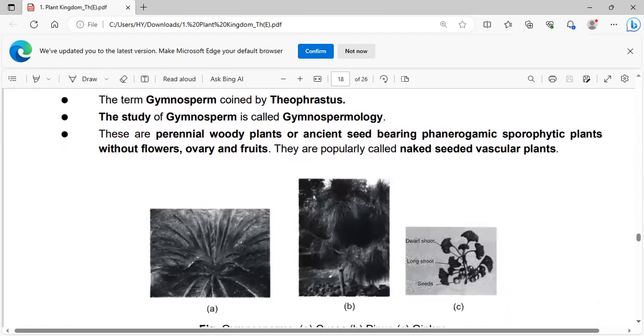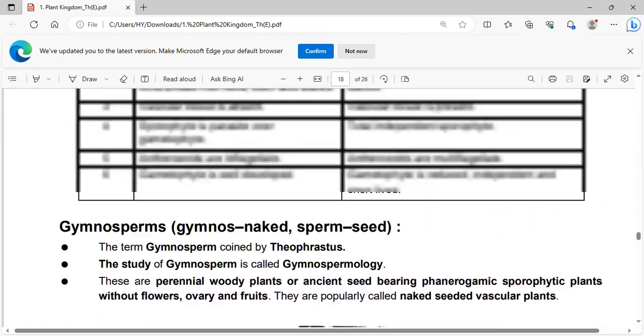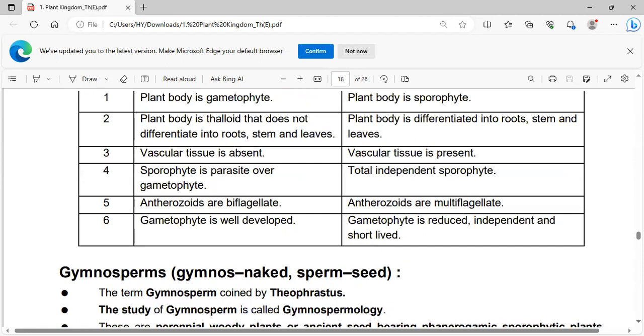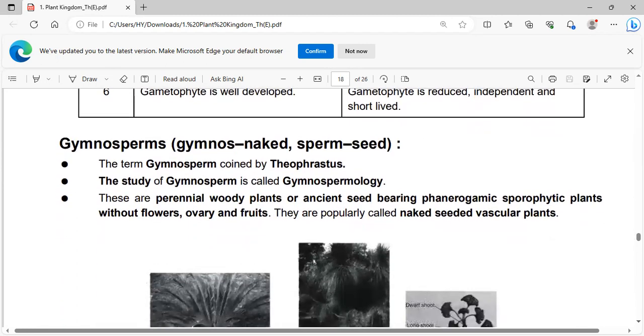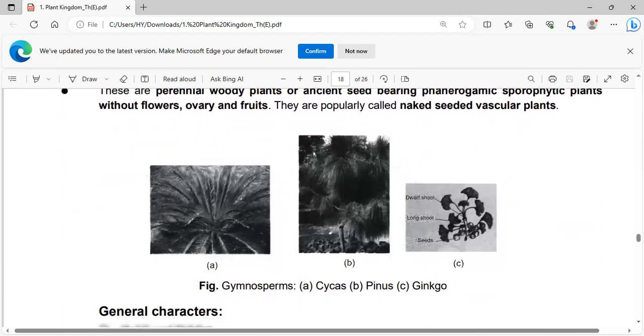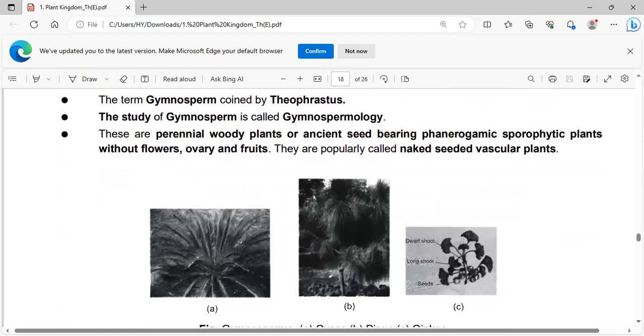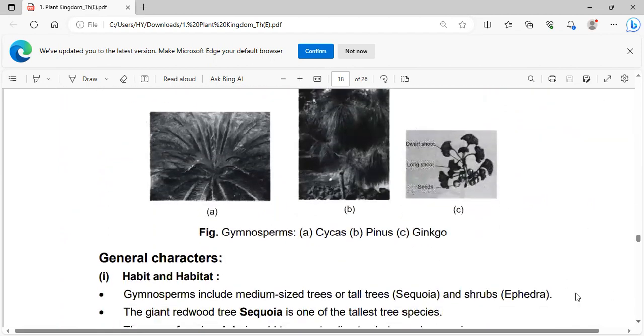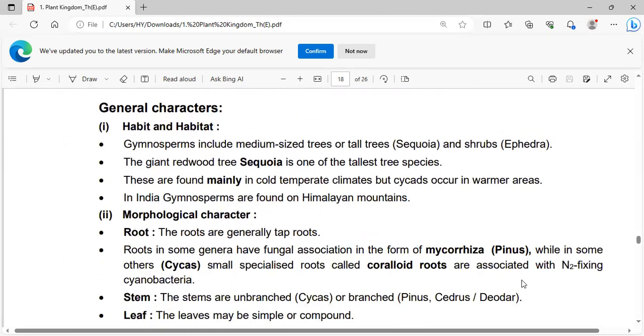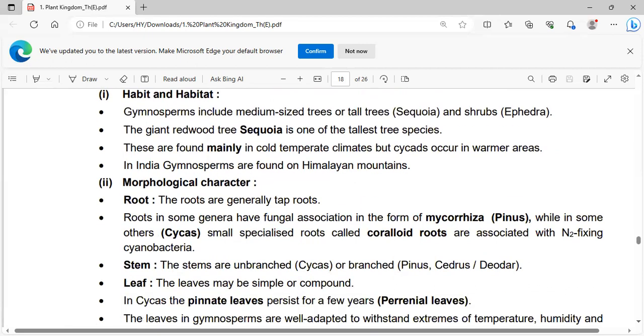Gymnosperms: gymno means naked and sperm means seeds. These are perennial woody plants, ancient seed-bearing phanerogamic sporophytic plants without flowers, ovaries, and fruits. They are naked-seeded vascular plants. General characters: gymnosperms include medium-sized trees, Sequoia the tallest, and the shrub Ephedra. Giant redwood Sequoia is the tallest tree species. These are found mainly in cold temperate regions, but cycads occur in warmer areas.